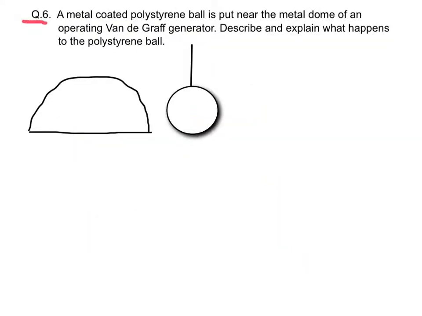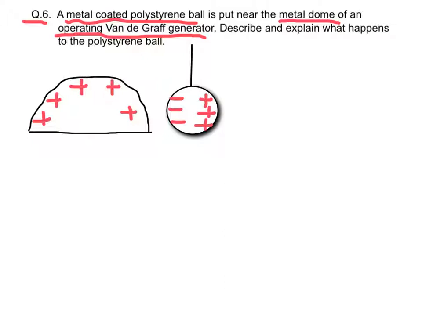Question number 6. Assuming that the Van de Graaff generator is operating and the metal dome is charged positively, then the metal coated polystyrene ball will have charge induced on both sides. Negative and positive charge are induced. Since attractive force is greater than the repulsive force, the metal coated polystyrene ball will be attracted towards the metal dome.